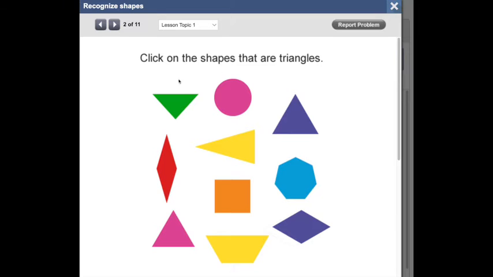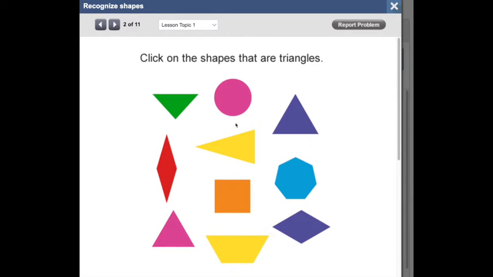So this is saying click on the shapes that are triangles. So you will have this on your computer screen to click, but for right now we're just going to identify yes or no. Does this green shape right here have 3 sides? 1, 2, 3. And 3 angles. 1, 2, 3. Yes. So you would click that. This one, you know, this is not a triangle. This is a circle. You should know that from last year or even kindergarten. So you would not click that. This one is a yes.